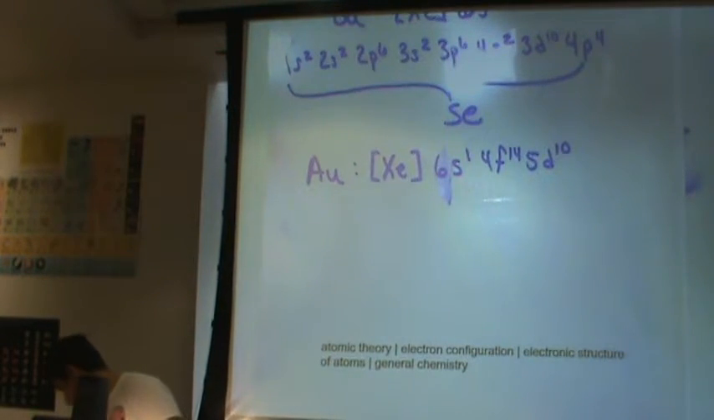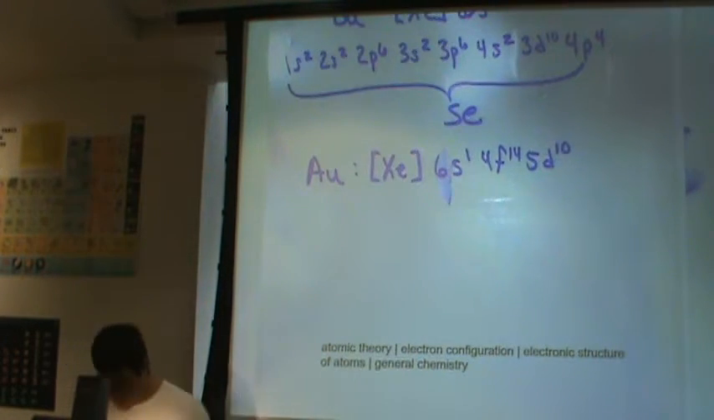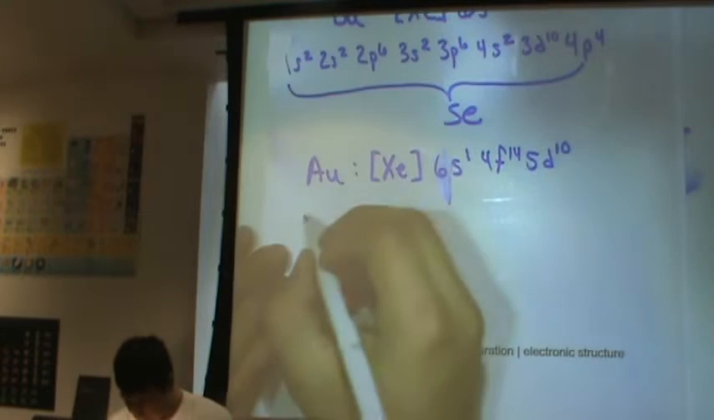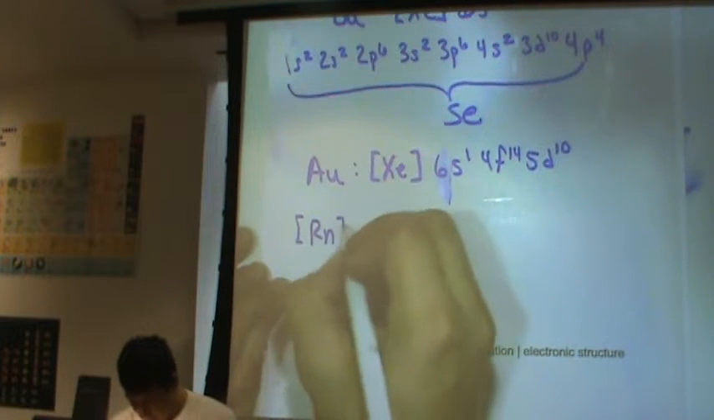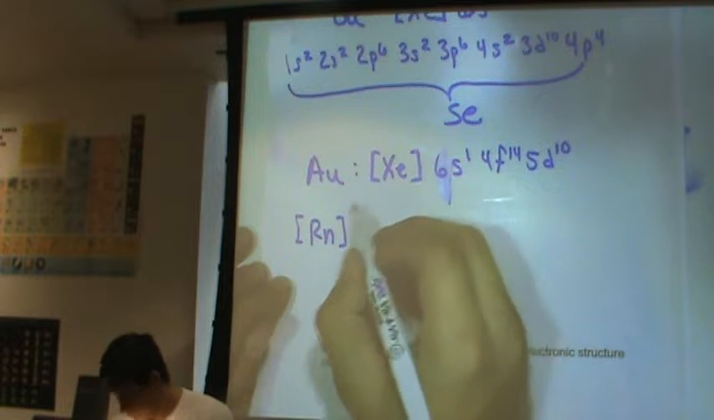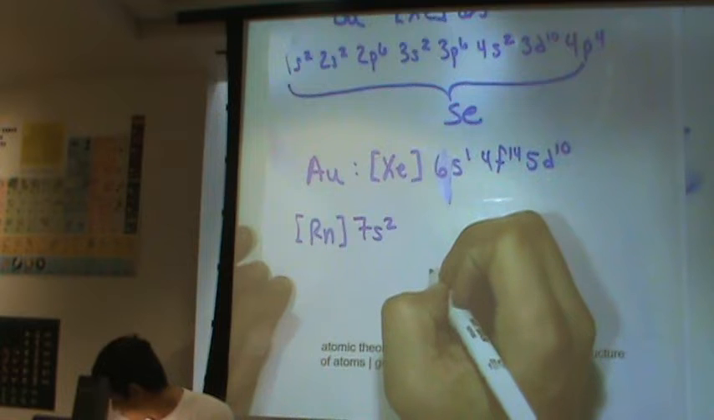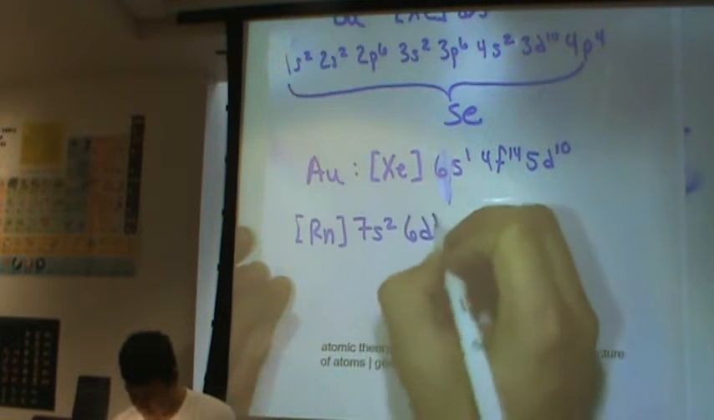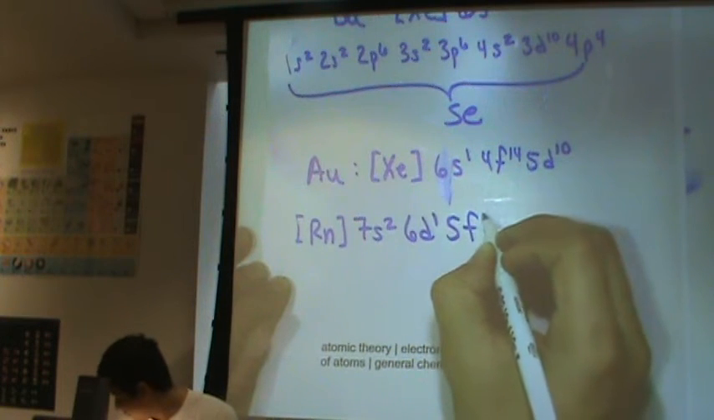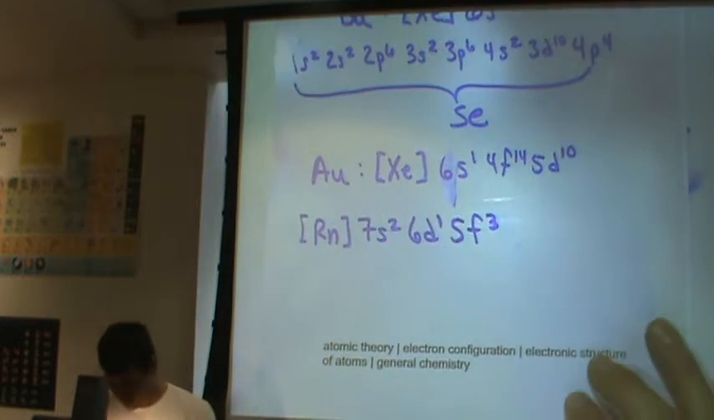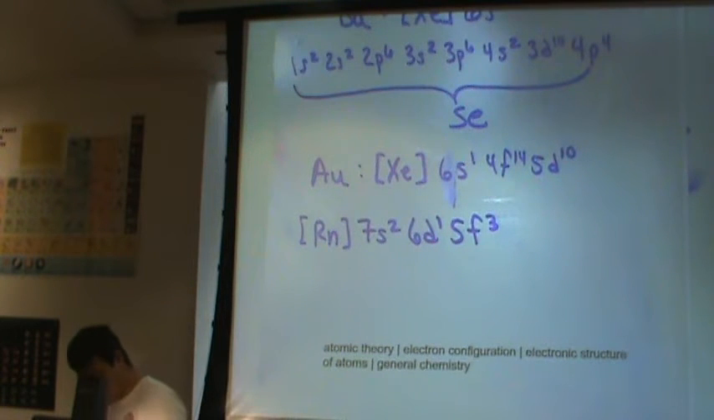All right. Last one, and then we'll draw an orbital really quick. We have radon, 7s2, 6d1, 5f3.